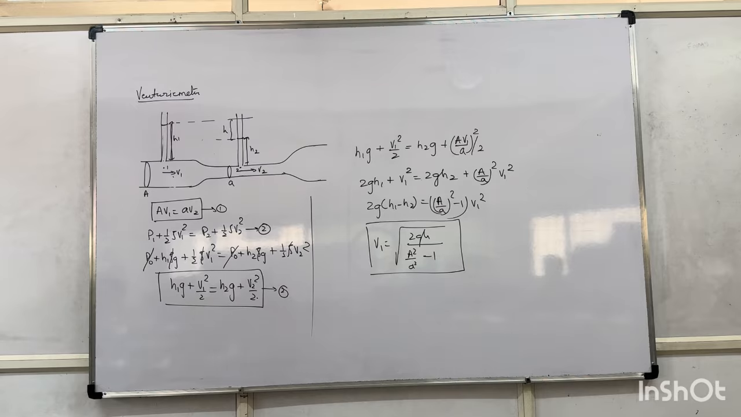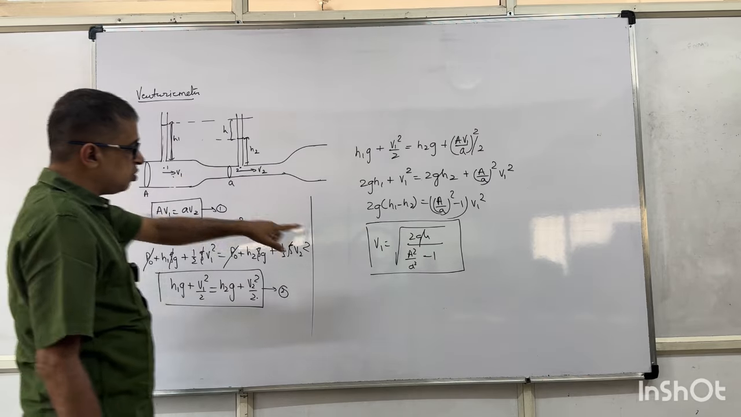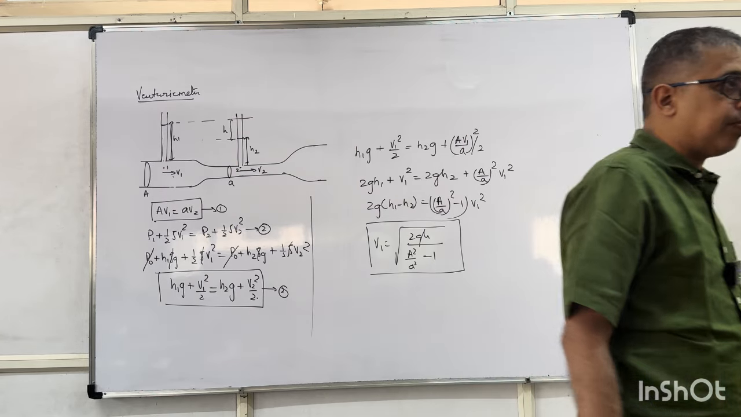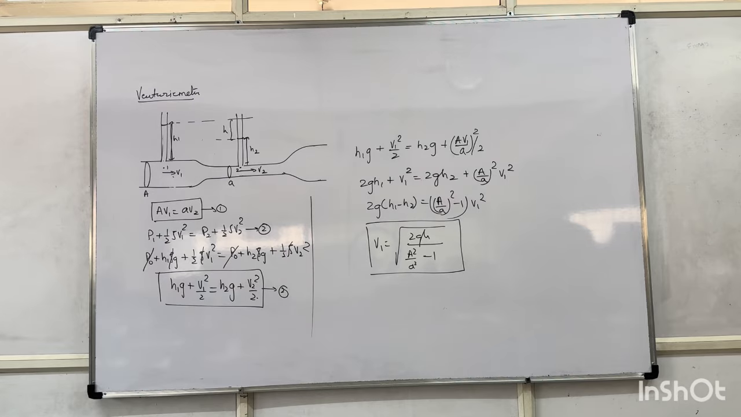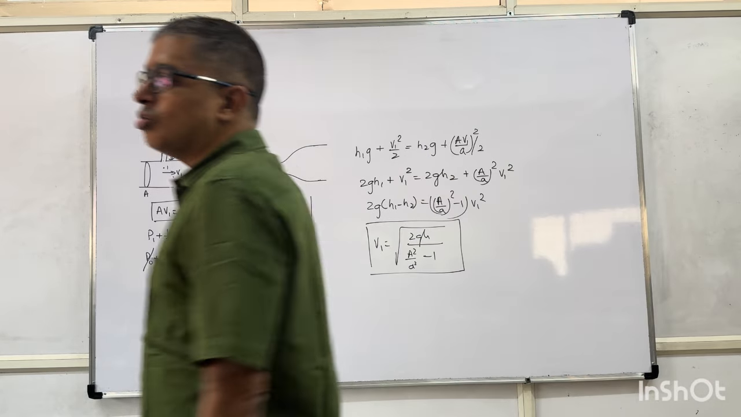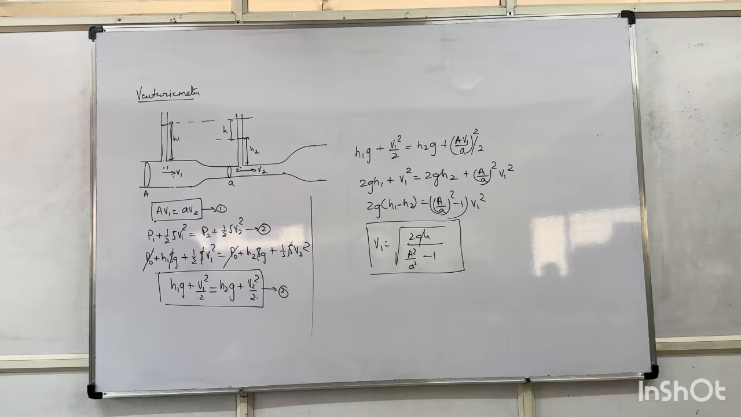Quite a few times we write this as A1 and A2. This is the way you used to find out the velocity of the fluid flow in a pipe. But now this is extinct, completely extinct.